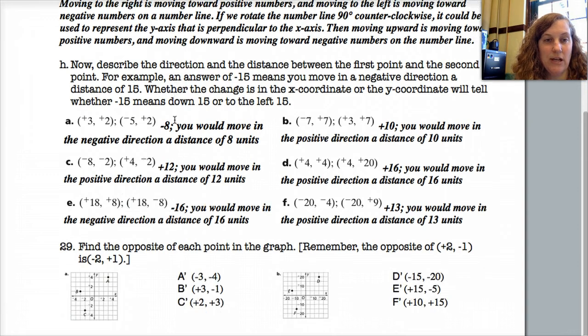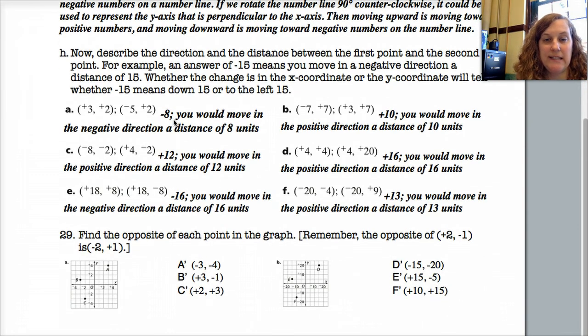Okay, H. Now describe the direction and the distance between the first point and the second point. For example, negative 15 means you move in a negative direction, a distance of 15. Whether the changes in the x-coordinate or the y-coordinate will tell whether negative 15 means down 15 or to the left 15. So what they're saying is what we just talked about: we're just deciding if we're moving to the left or the right or up or down. Well, up or right is positive, left or down is negative. And now we're also finding how many points are we moving, how far apart are these points.